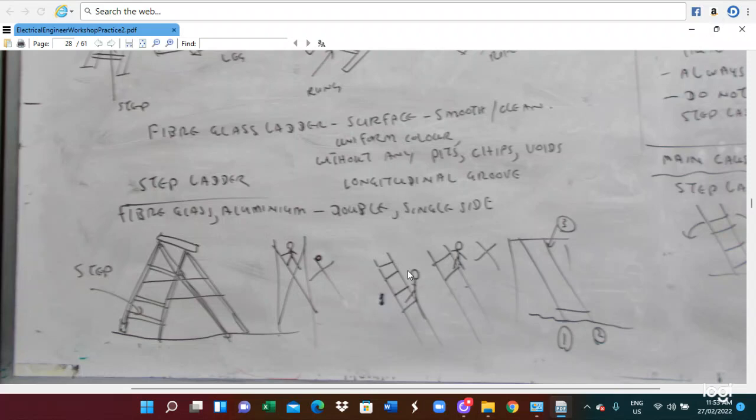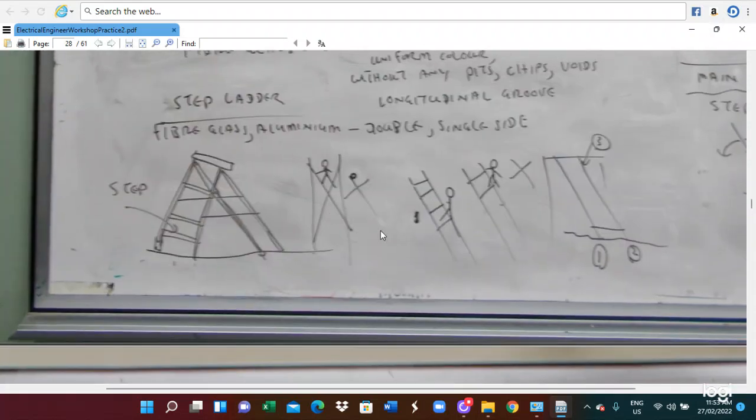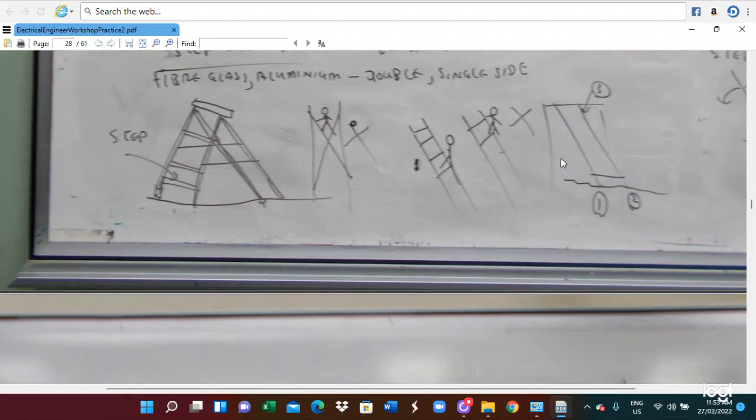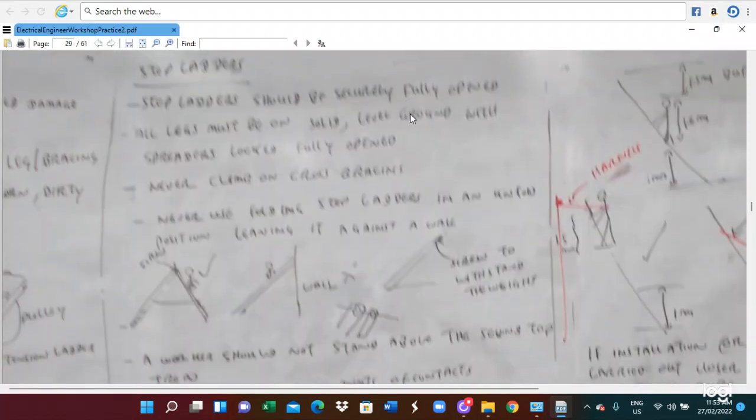So this is the ladder connection. When you set the ladder, the 3-point connection is important. Point 1 and point 2 are the 2 legs of the ladder, which must be properly touching the ground, and point 3 is the top of the ladder, which must touch the wall. Also an important aspect.